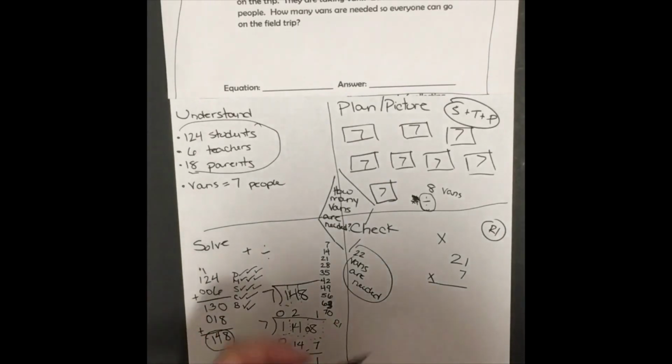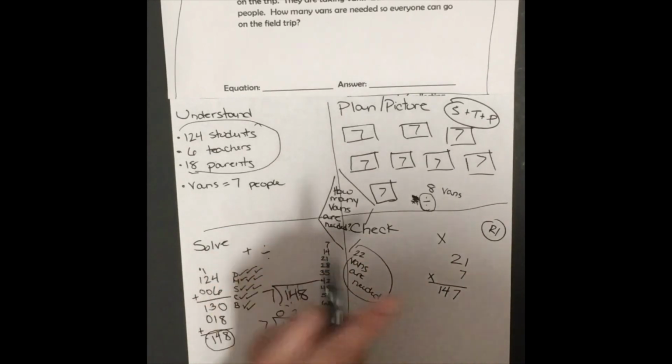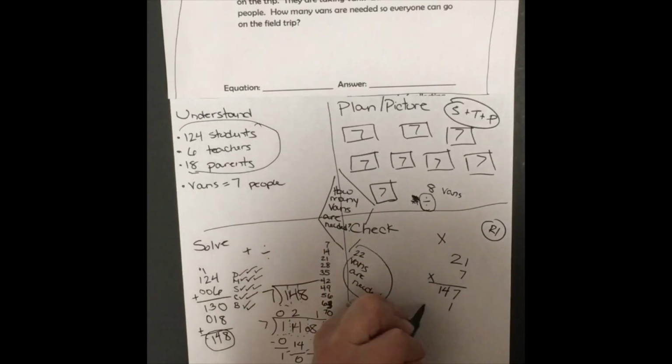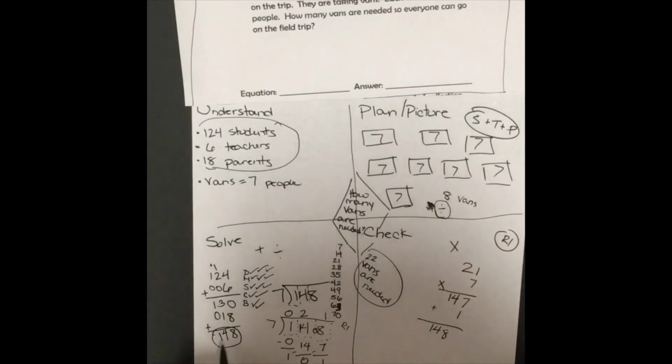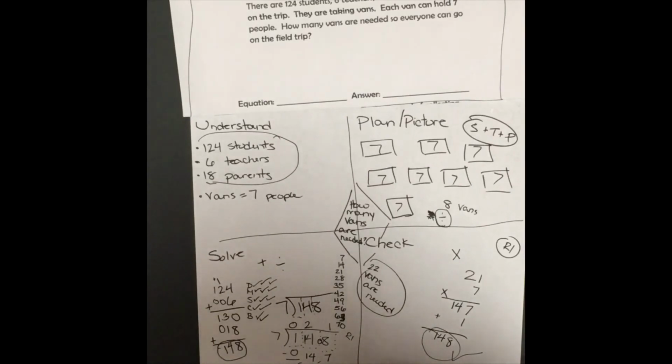21 times 7. 1 times 7 is 7. 2 times 7 is 14. Now comes my remainder. I'm going to add that in, and I'd get 148. And that is how many people I started out with. Checks out.